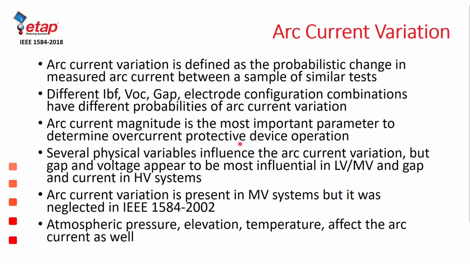However, based on the available data, the new IEEE 1584-2018 model includes an arc current variation which is variable, not fixed like the 2002 model. It varies from the low voltage at 208 volts all the way up to 15 kV in the medium voltage part of the model. So there will be two significant differences in the application of the arc current variation in the new model. First, the variation is not constant, it's a function of the application voltage or the operating voltage, and second, variation is considered in the medium voltage part of the model.